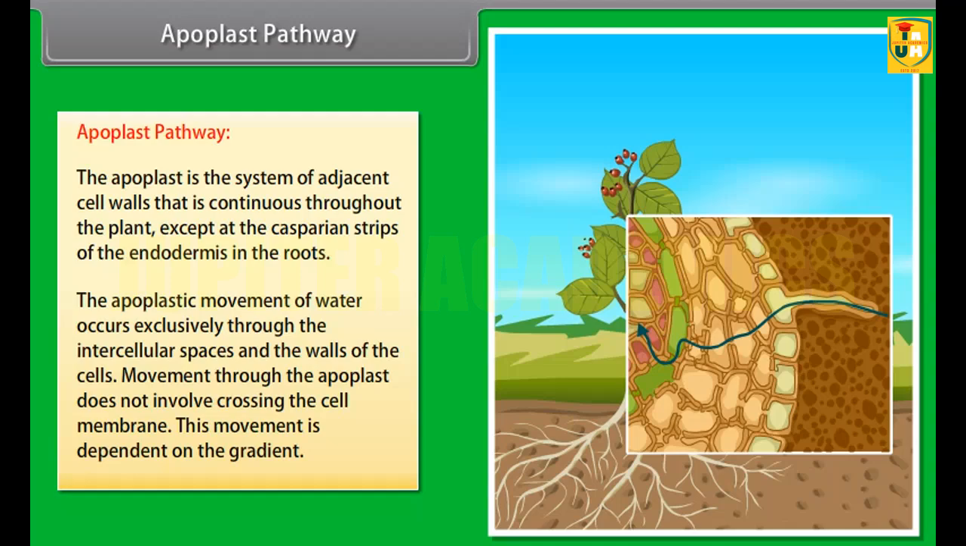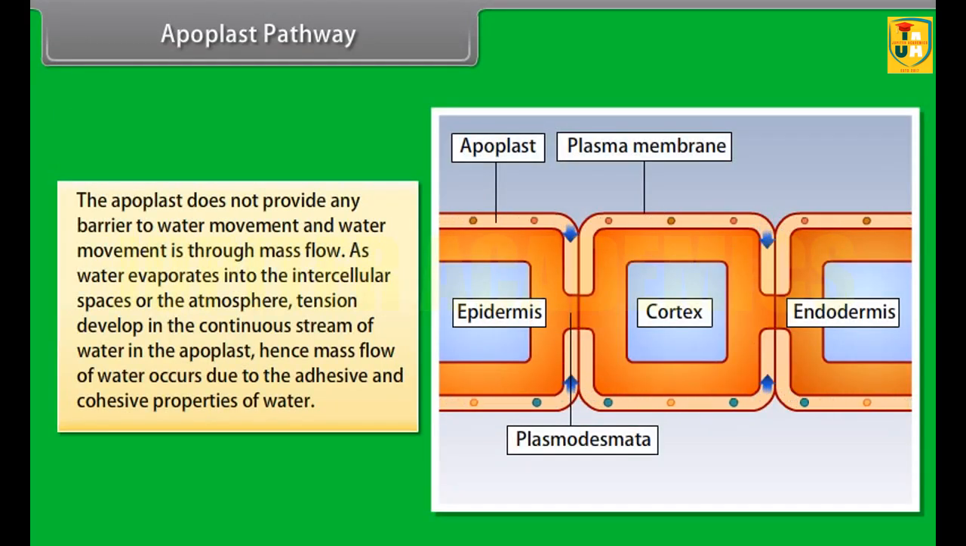This movement is dependent on the gradient. The apoplast does not provide any barrier to water movement, and water movement is through mass flow. As water evaporates into the intercellular spaces or the atmosphere, tension develops in the continuous stream of water in the apoplast. Hence, mass flow of water occurs due to the adhesive and cohesive properties of water.